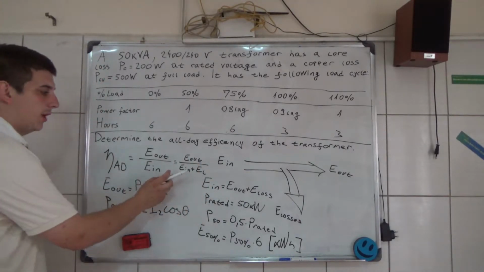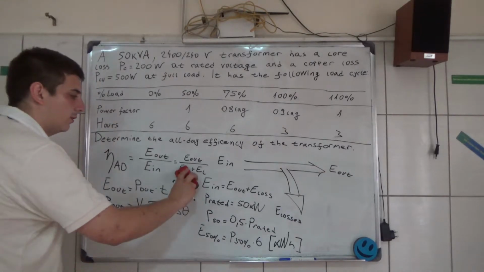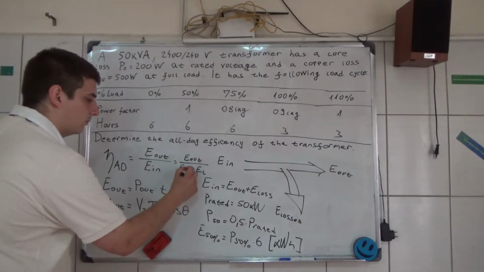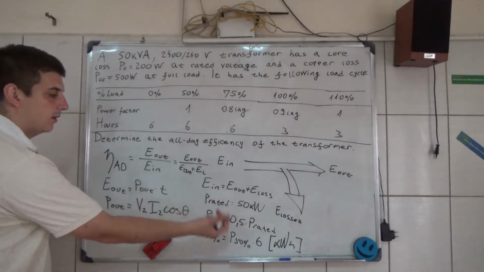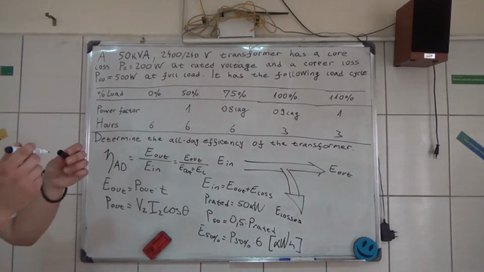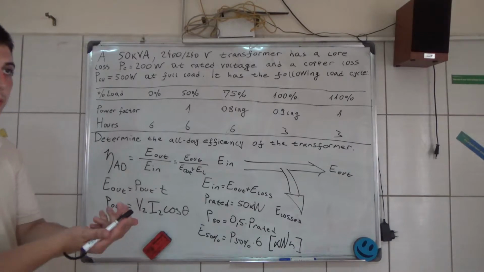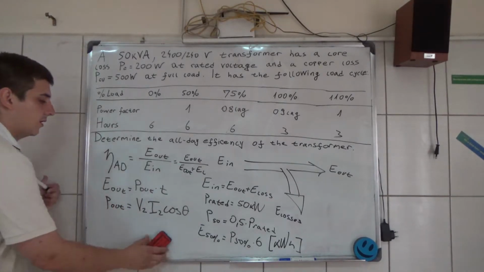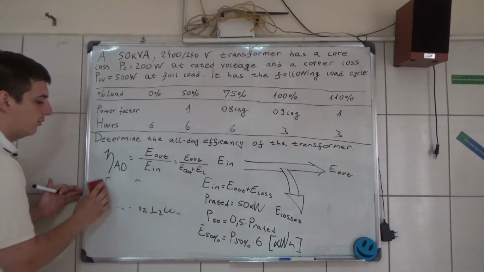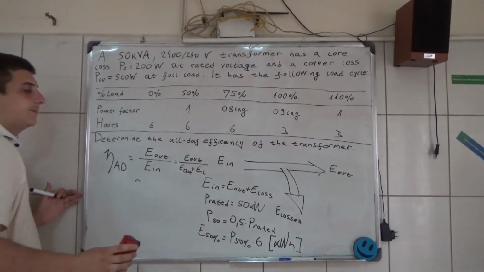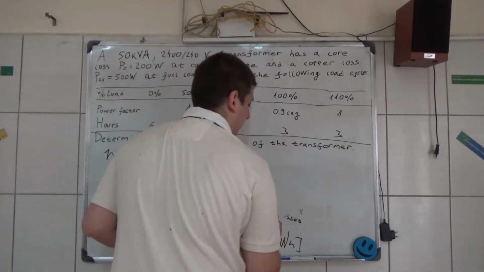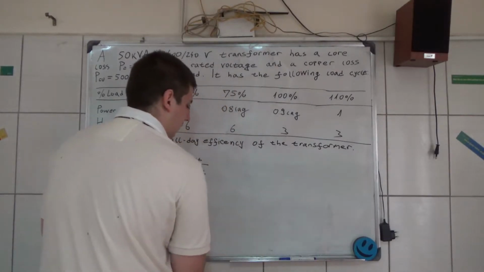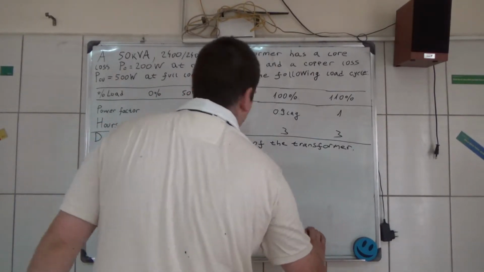Here is the formula for the energy input, and this is the easier way to calculate the all-day efficiency. I'm just going to remove all this here. And that is that.